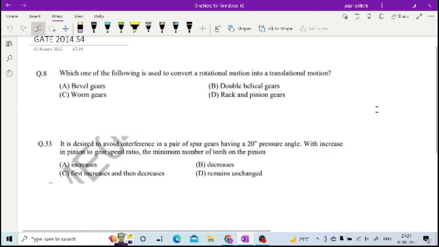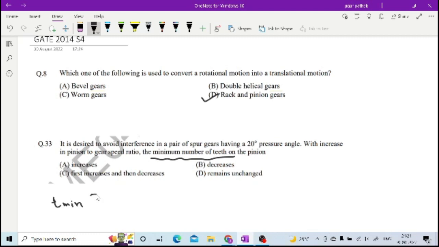It is easy only. This is also, right, which will convert rotation to translation. This is rack and pinion, rack and pinion only, right? And here this is something different, but as we have discussed, you can derive your answer from that one, that what will happen when your speed ratio is going to be increased on the minimum number of teeth on pinion. You have that relation, right?